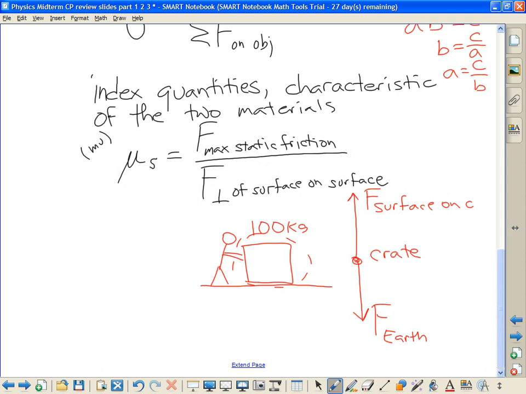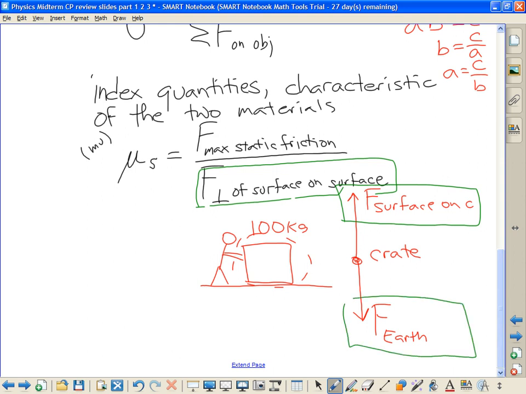If you're given numbers, for this example, the perpendicular force of the surface on the crate is equal to the force of the surface on the crate, and that's equal to the force of the earth on the crate. So, would it be the positive value or negative value? Okay, to be more strict, this is the magnitude, so the amount. Absolute value. So positive.